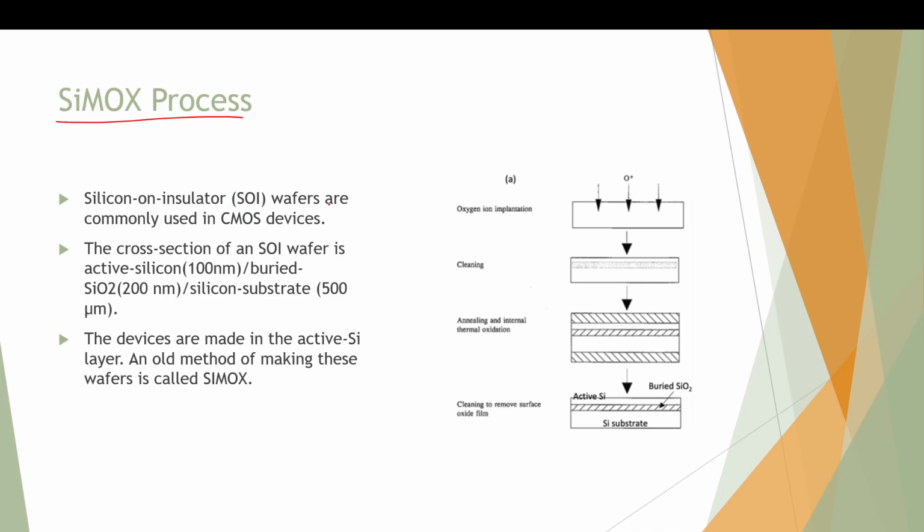So silicon on insulator wafers are commonly used in CMOS devices, and the general cross section is basically 100 nanometers of active layer of silicon. Then there will be 200 nanometer buried oxide. This can vary from application to application. And then there is a thicker substrate, silicon substrate again. So basically we have silicon, silicon dioxide and another silicon. So this is the substrate. Then an oxide layer separating the substrate from the active silicon layer.